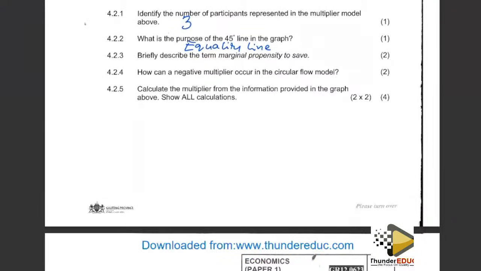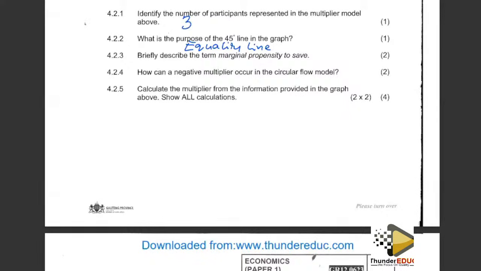So now let's move on to the next question. The next question we are faced with is 4.2.3. It reads as follows. Briefly describe the term marginal propensity to save. So in most cases, when it comes to marginal propensity to save, as well as marginal propensity to consume, I know it is somehow very difficult for most grade 12s to differentiate the two. And it is also not easy for them to come up with the correct definition.